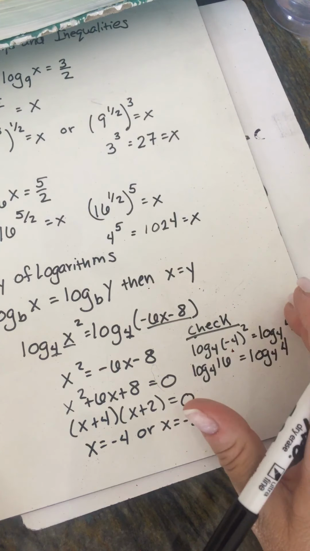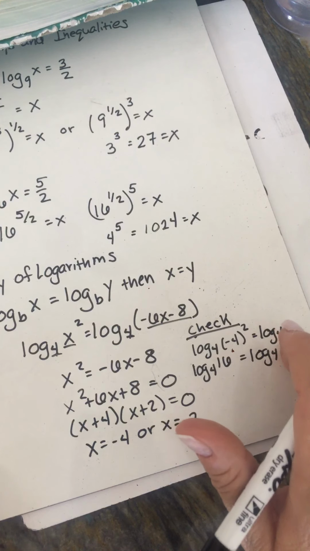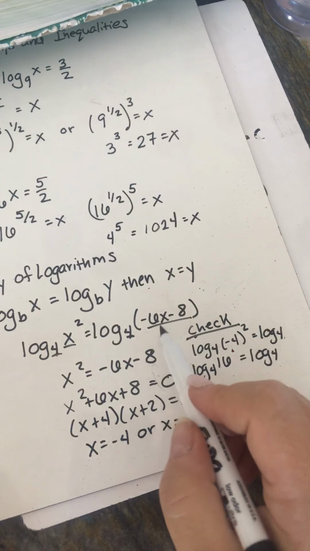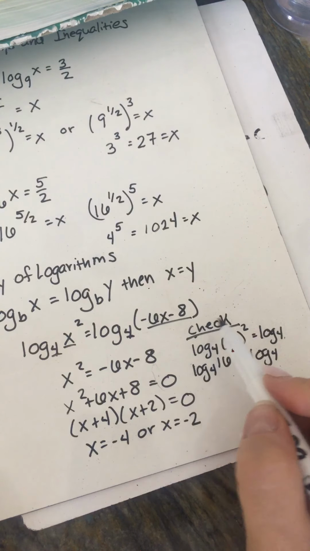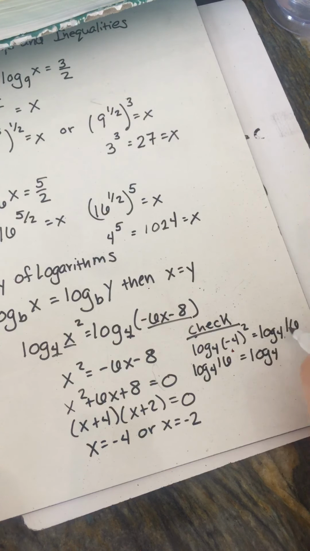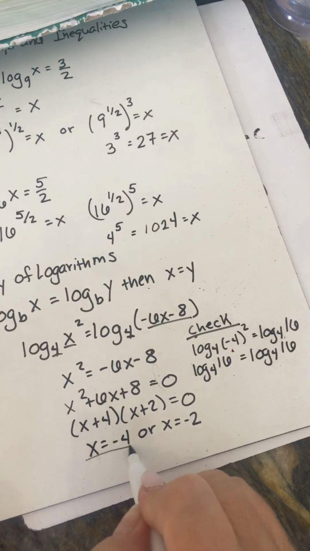Oh shoot, that's not a 12. What am I doing? Mrs. Carty, you need to work on your arithmetic. Negative 4 times negative 6 is not 12. It's 24. Minus 8 is 16. Okay, this one works. Phew. Okay, so this one is a yes.